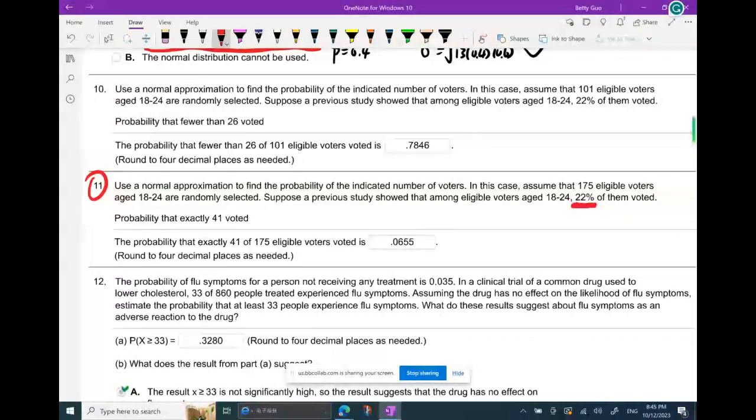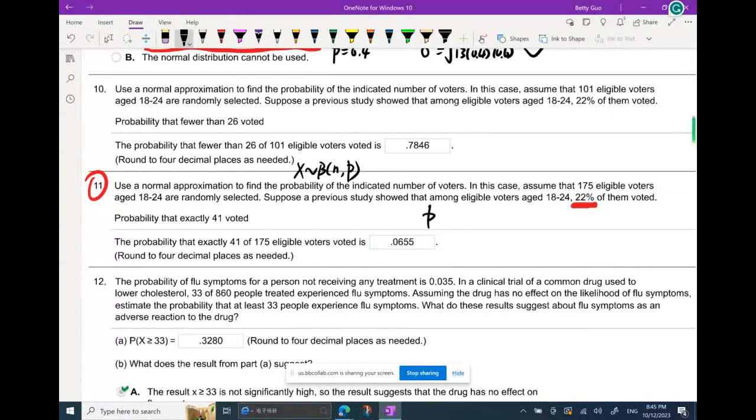Yeah, this is the past data. This is the data from the history. We're going to use that to be the p. We do have a binomial here. Let's identify the binomial.